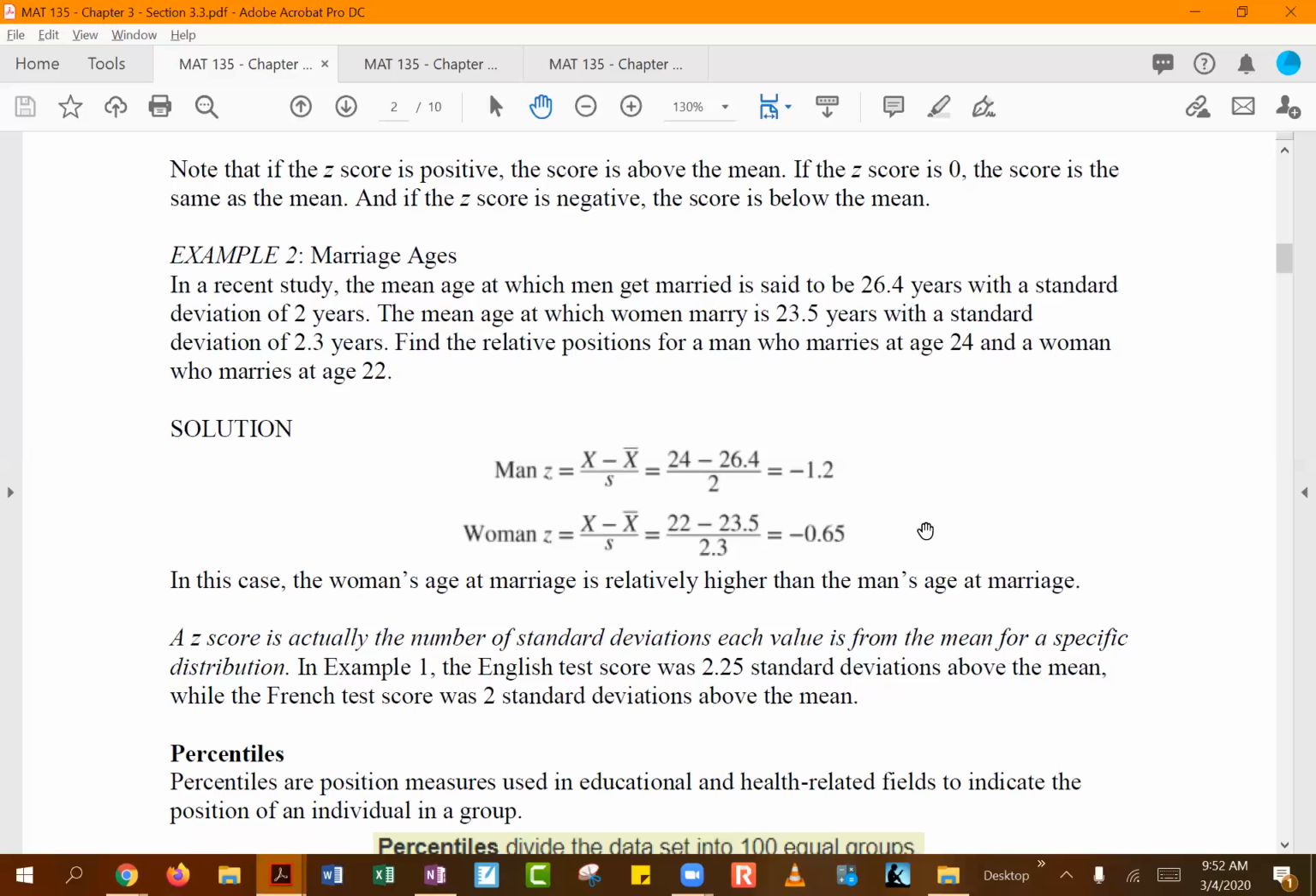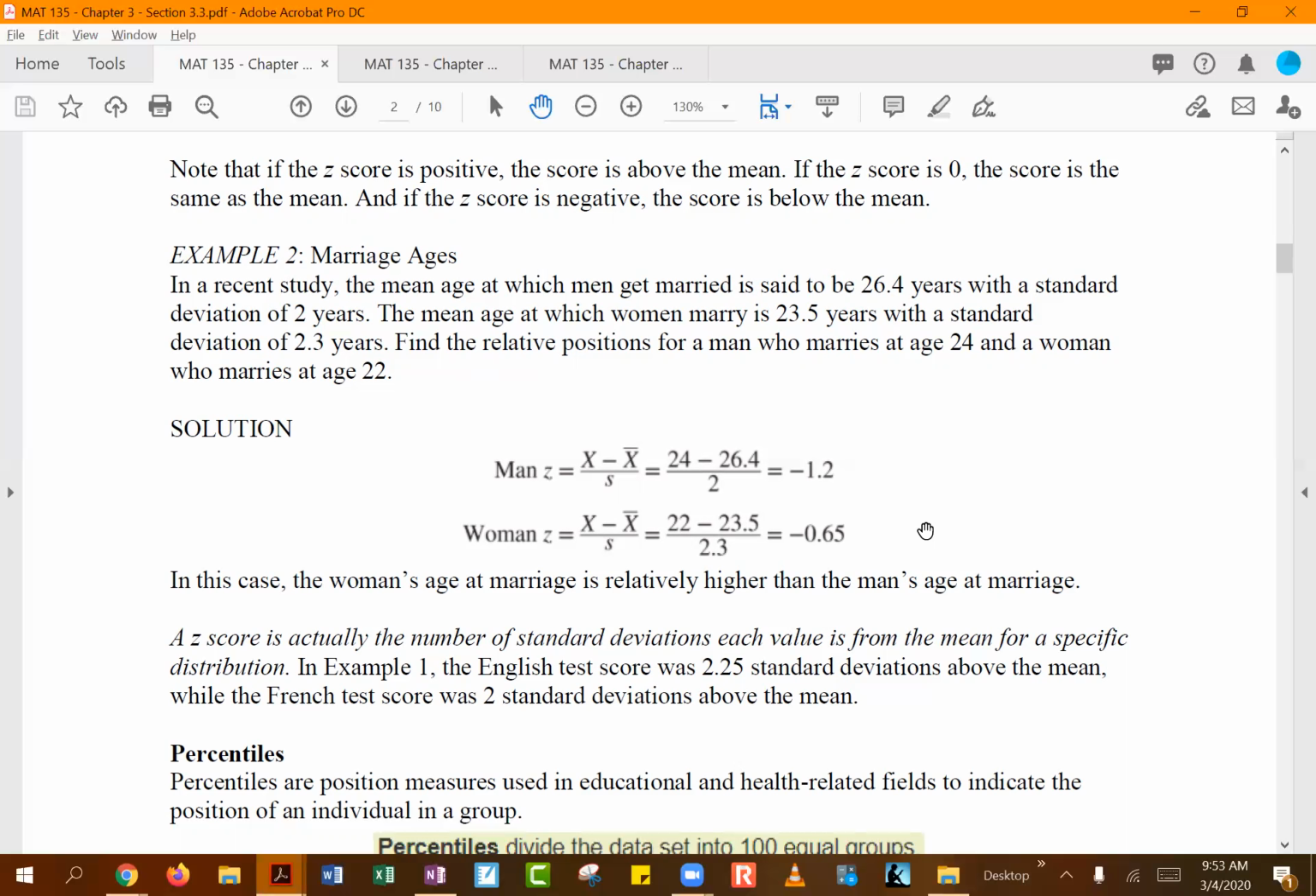Another example here, we're talking about, in a recent study, the mean age at which men get married is said to be 26.4 years with a standard deviation of 2. For women, the age at which they get married, the mean is 23.5 years with a standard deviation of 2.3. So they want to know what the relative positions would be for a man who got married at 24 and a woman who got married at 22. So that's 24 as the data value. The mean is 26.4 divided by a standard deviation of 2 for the men.